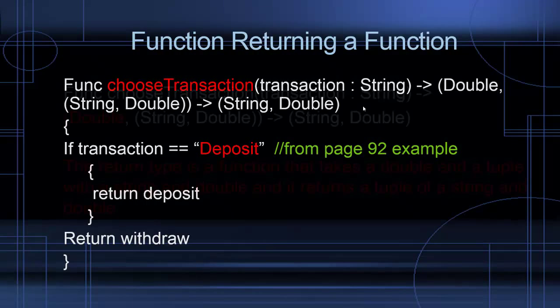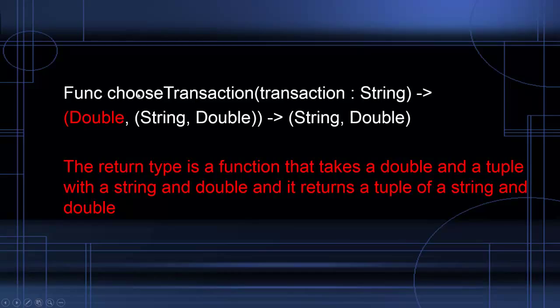Alright, let's talk about this line here, this string double line. Function choose transaction takes whatever word we're looking for, deposit or withdraw, and then it's going to return a double, and that could be a string and a double. So the return type is a function that takes a double and a tuple with a string and a double, and it returns a tuple of a string and a double, if that makes any sense. So that's the big long technical explanation for it.